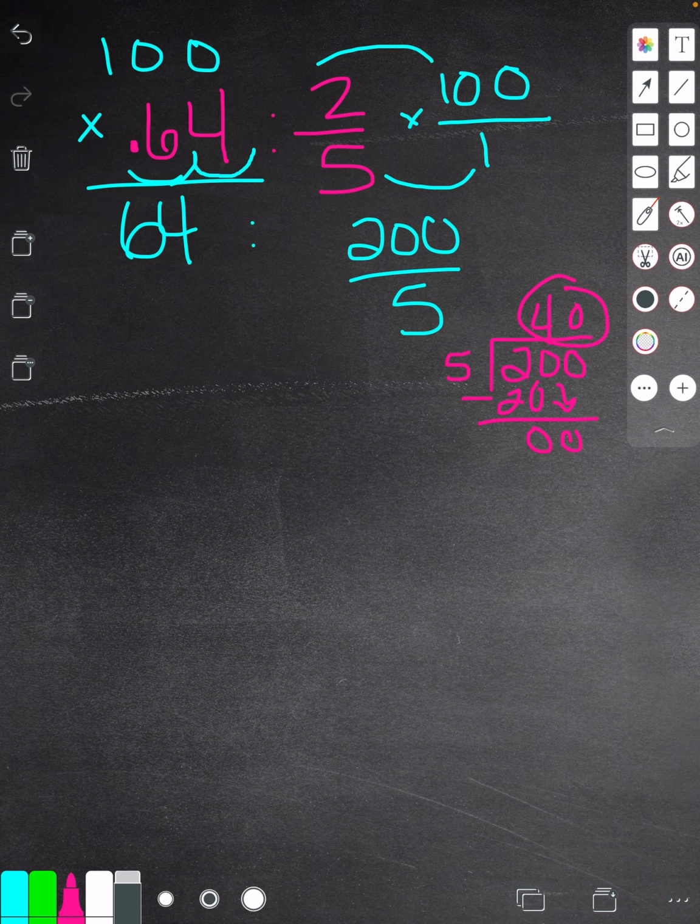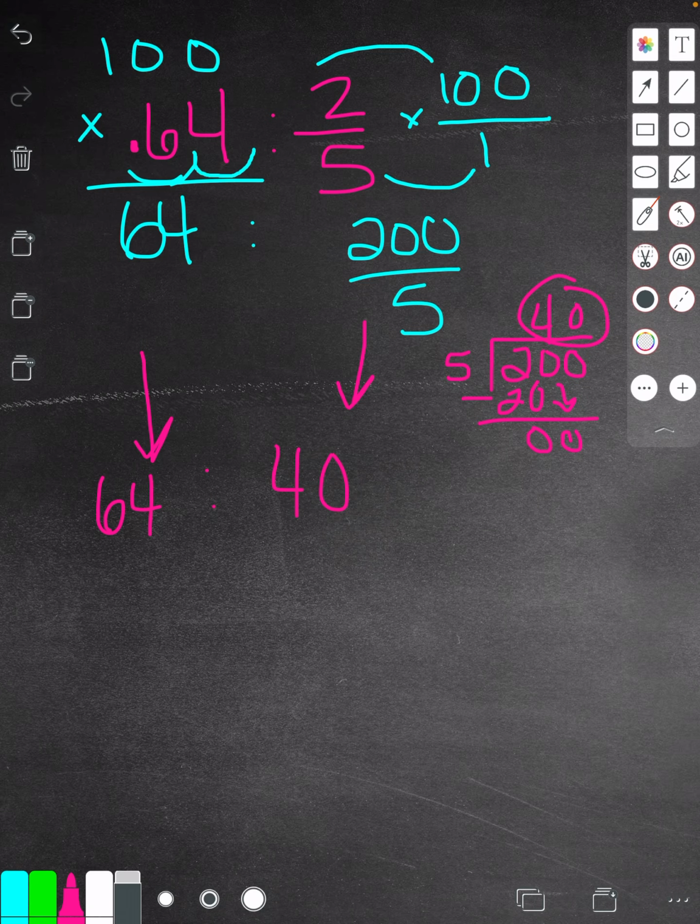I've simplified my fraction. First thing I did was I multiplied my decimal to get the whole number of 64. After multiplying my decimal, I simplified my fraction, and I'm left with 64 to 40. Could I have changed my fraction to a decimal and then multiplied both the left-hand side and the right-hand side? Definitely. This is just the method I chose. I chose to work with my decimal before I worked with my fraction.